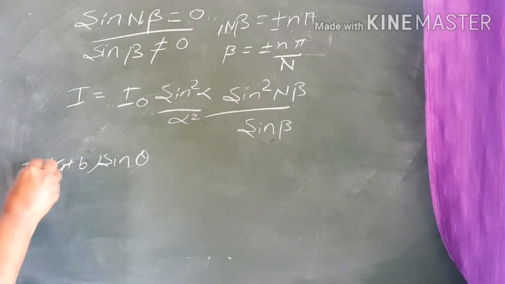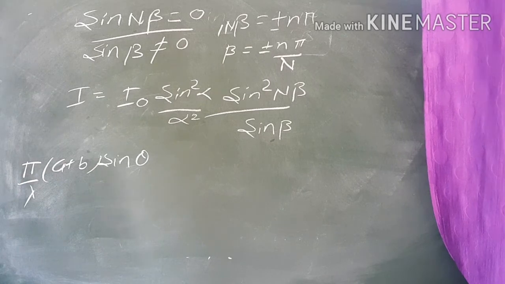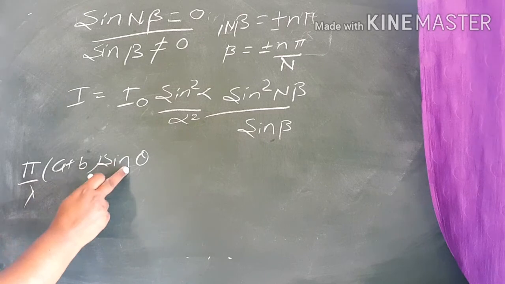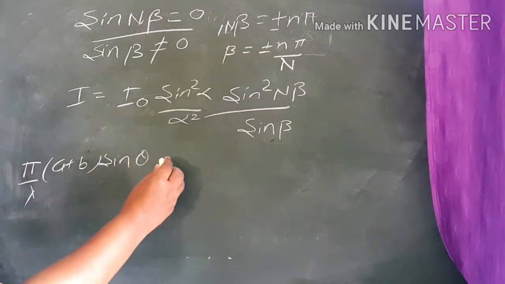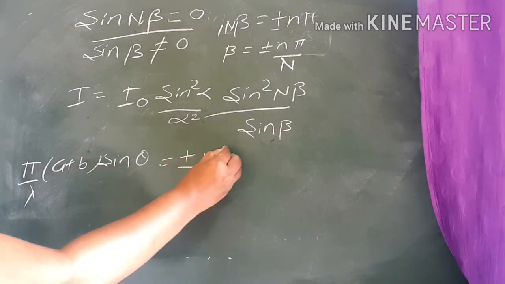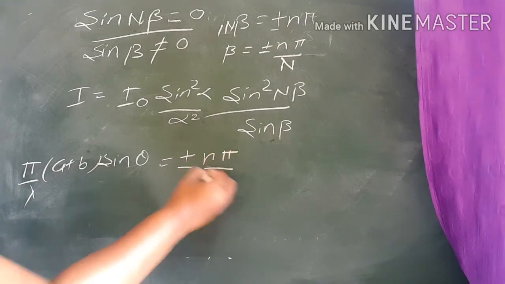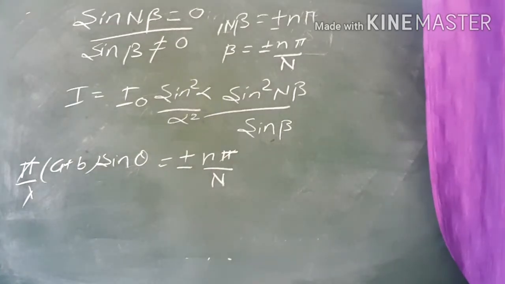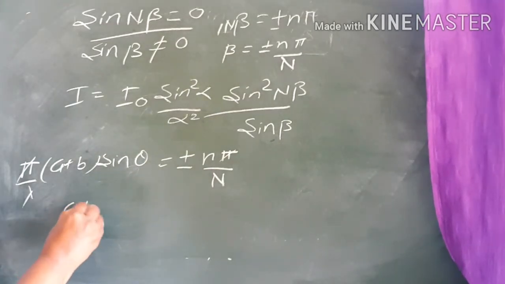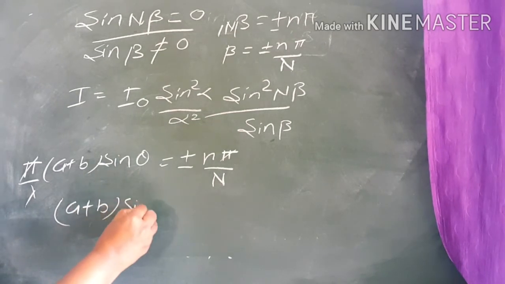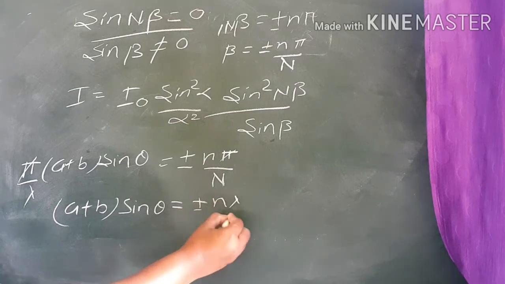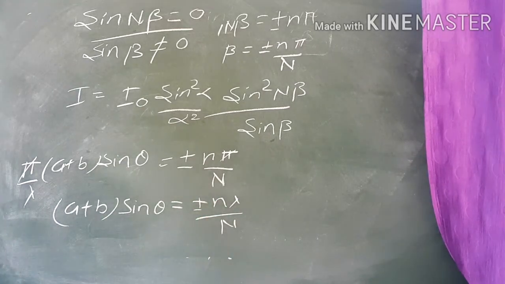Beta is equal to pi by lambda (a plus b) sin theta, and from here beta is plus minus n pi by capital N. Pi to pi cancel out, and we have a plus b sin theta is equal to plus minus n lambda by N. This is the condition for minima.